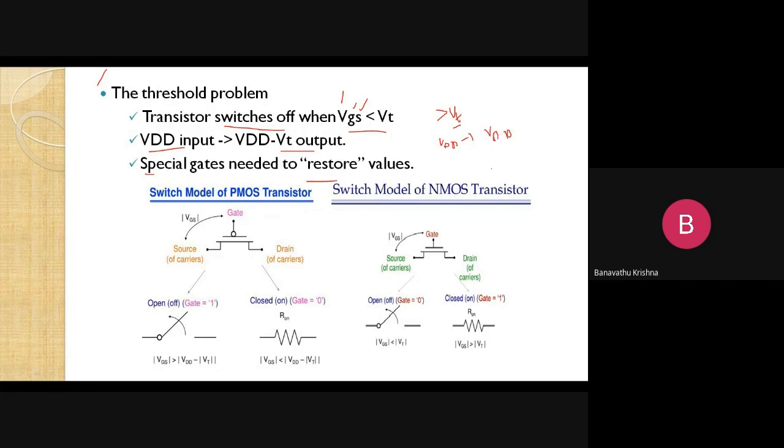How is it going to be implemented? What are the restoring logic levels? All of those are going to be discussed now, right? Let us see the PMOS transistor switch model and the NMOS transistor switch model. For a PMOS transistor, the input must be logic 0, and only then does the PMOS transistor act as a closed switch. Whereas for an NMOS transistor, we apply logic 1 as the input, and only then does it act as a closed switch, right?